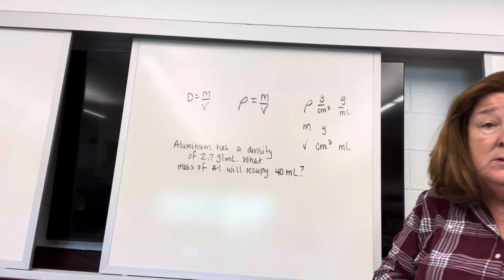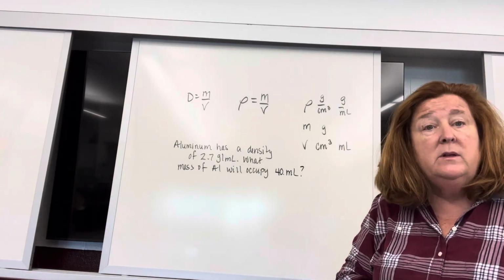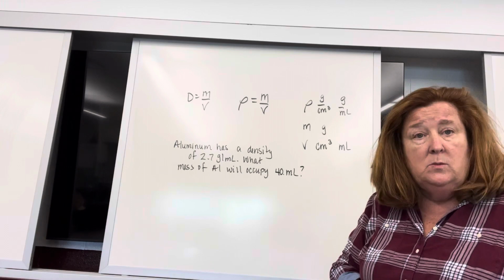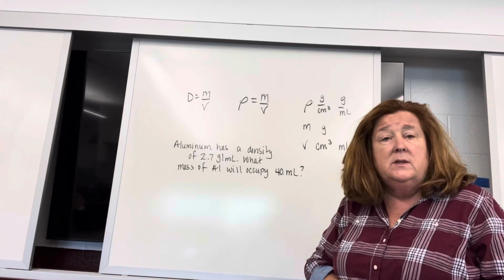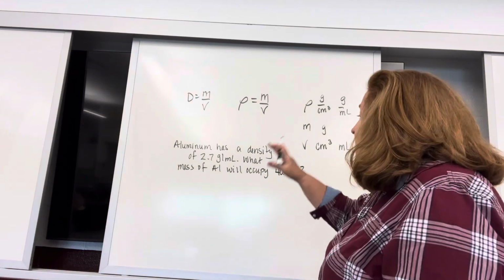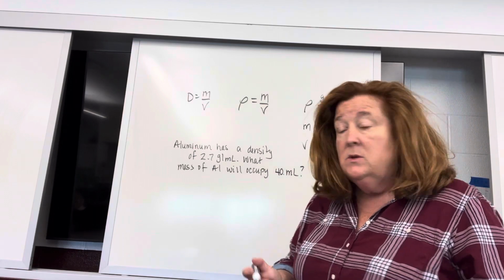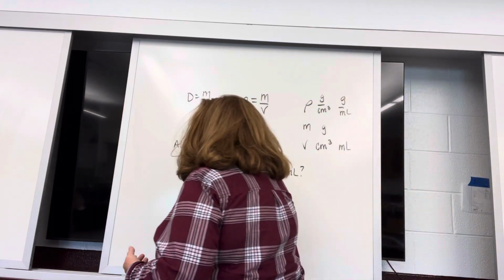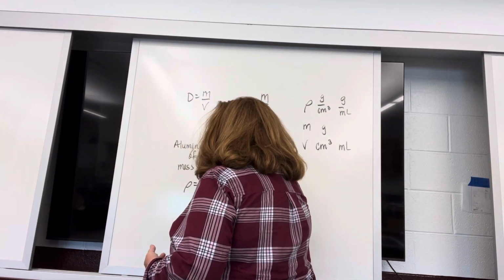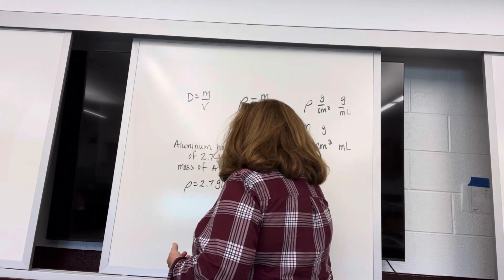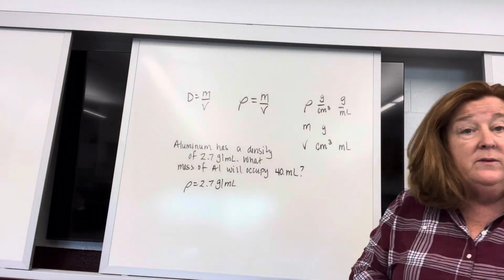Okay, so it's a word problem. It's a word problem about density. It's really the only one we have so far, so this shouldn't be too bad. So what we do first is we list the information because we get points for that. And the information is going to be the given numbers. They've told us that the density of aluminum is 2.7 grams per milliliter. So we write that down and we get a point for that.